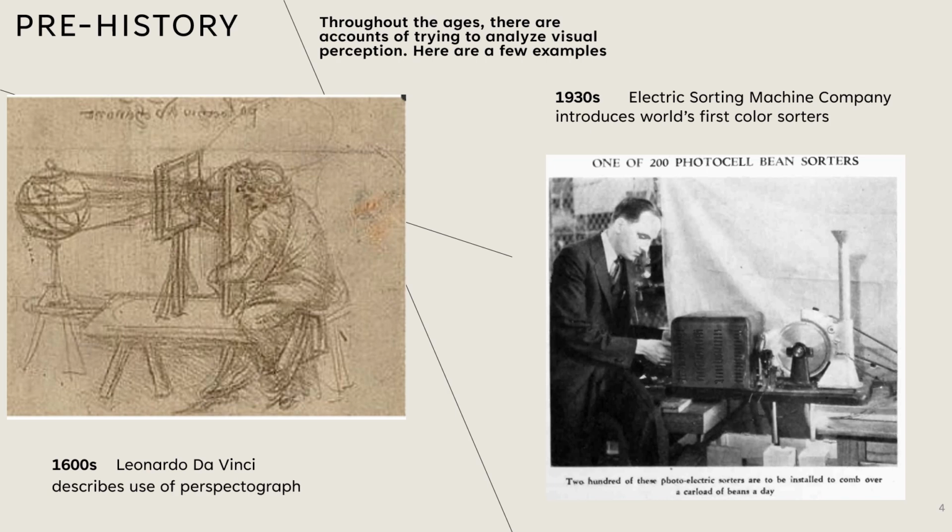And he did not invent this perspectograph, but he was the one who described it. And a little closer to us, in the 1930s, Electric Sorting Machine Company introduces the world's first color sorters. So it sorted beans, and it's quite fascinating.